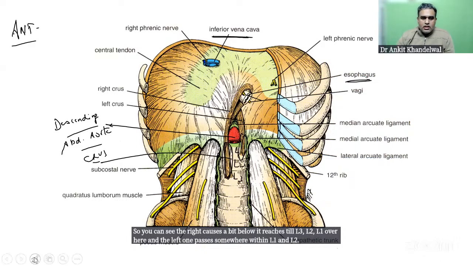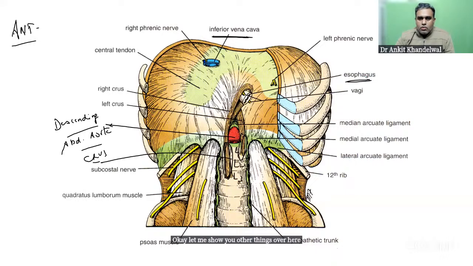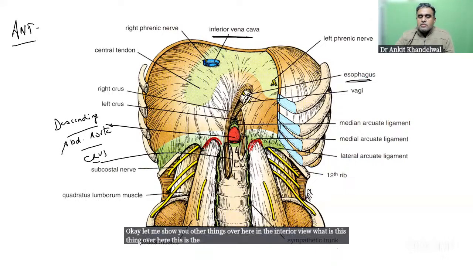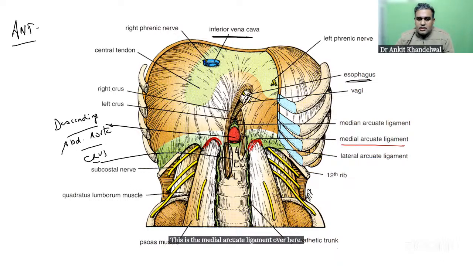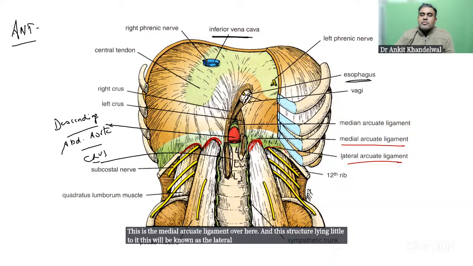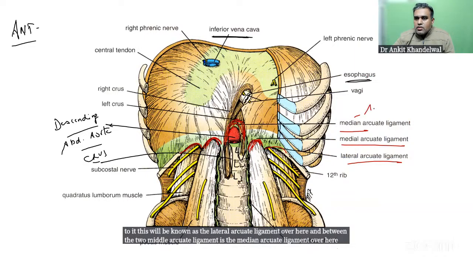Okay, let me show you other things in the anterior view. What is this thing over here? This is the upper end of the psoas major muscle, known as the medial arcuate ligament. This is the medial arcuate ligament. And this structure lying lateral to it will be known as the lateral arcuate ligament. And between the two medial arcuate ligaments is the median arcuate ligament, through which the aorta is actually passing.